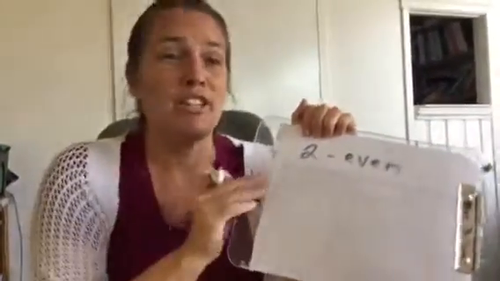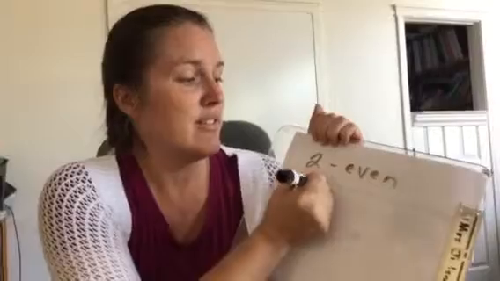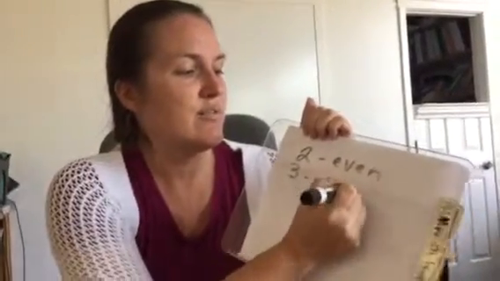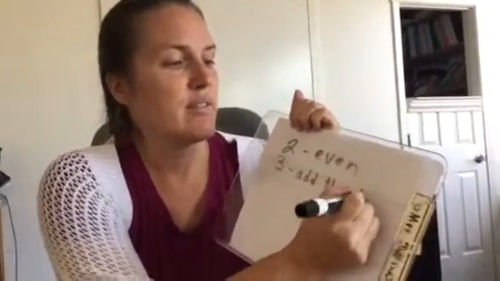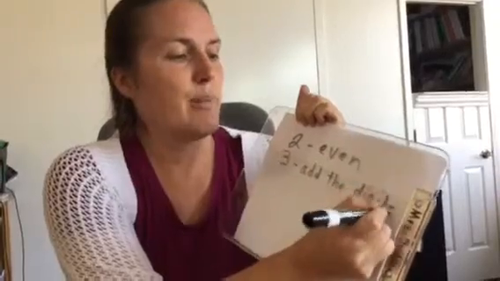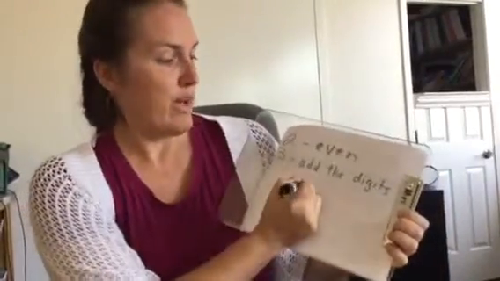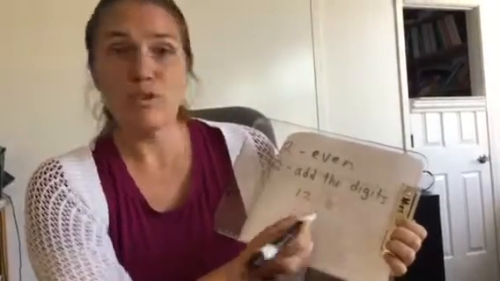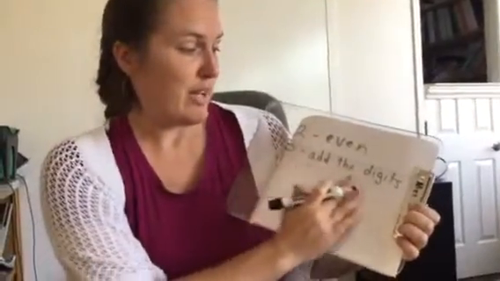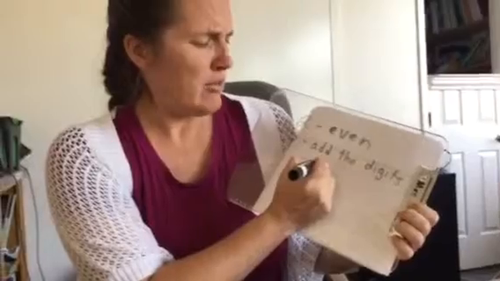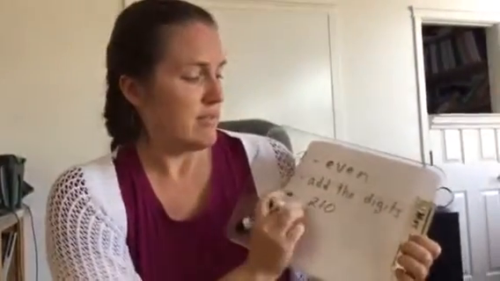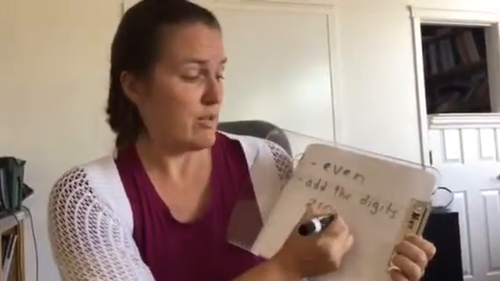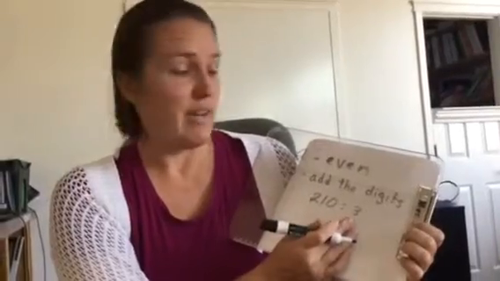Do you know how to tell if a number can be divided by 3? Add the digits. For example, if I have the number 12, you already know 12 can go in there. If I add the digits, 1 plus 2 equals 3. 12 can be divided by 3. Or how about 210? 2 plus 1 plus 0 equals 3. So this number can be divided by 3.